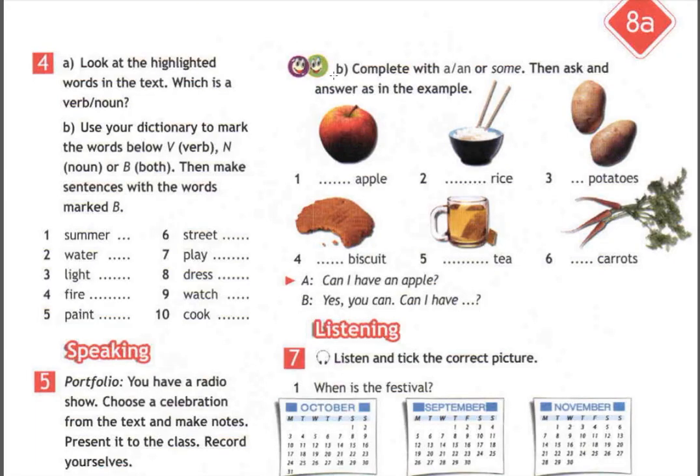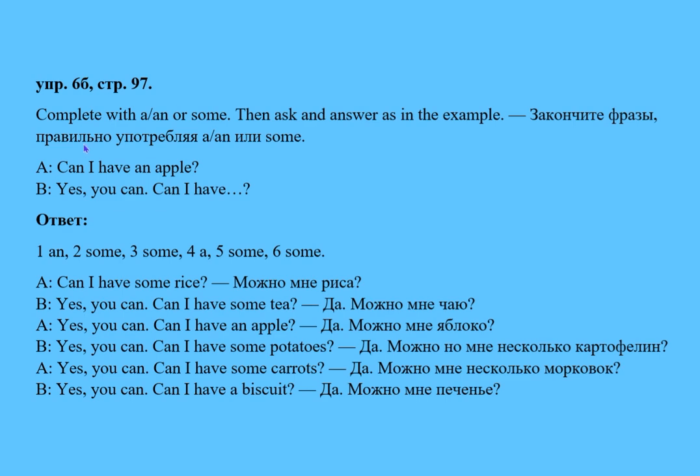Exercise number 6, letter B. Complete with a, an, or some. Then ask and answer as in the example. Закончите фразы правильно, употребляя an или some. Can I have an apple? Yes, you can. The answer.